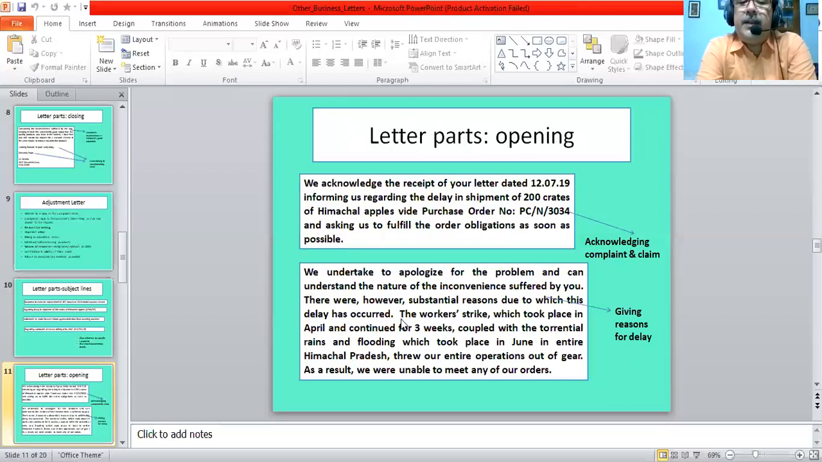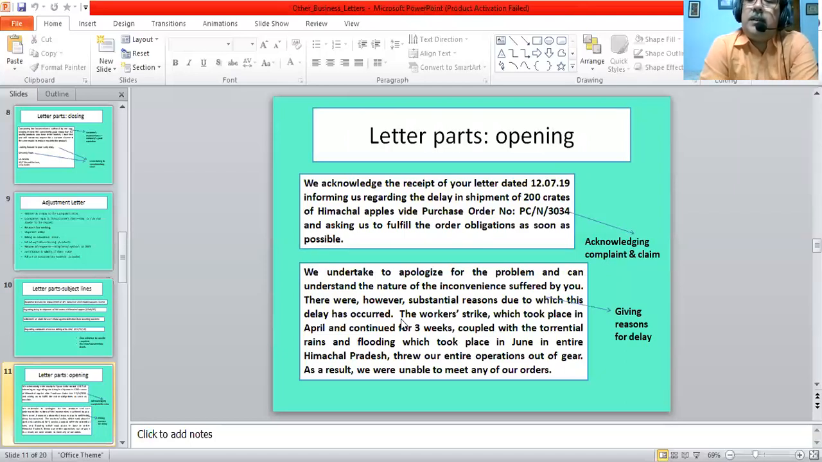Let me read out the extract once again. We undertake to apologize for the problem and can understand the nature of the inconvenience suffered by you. There were, however, substantial reasons due to which this delay has occurred. The workers' strike, which took place in April and continued for 3 weeks, coupled with the torrential rains and flooding, which took place in June in the entire Himachal Pradesh, threw our entire operations out of gear. As a result, we were unable to meet any of our orders.